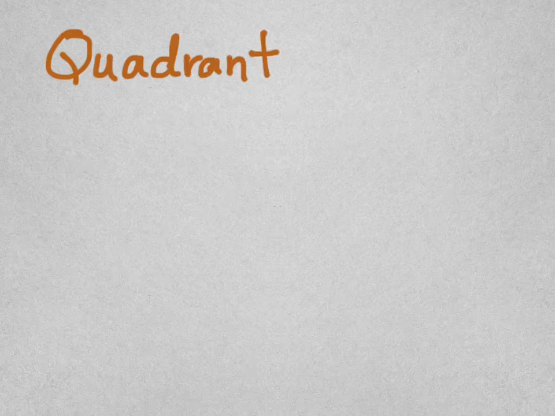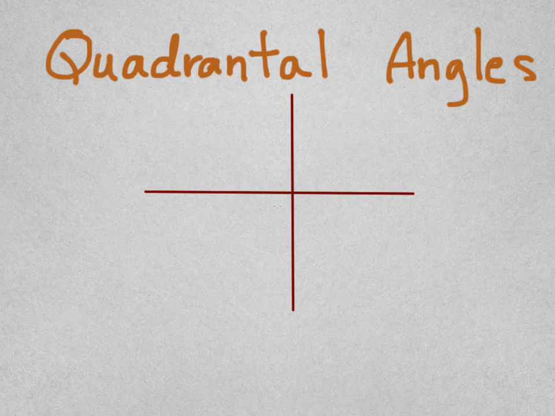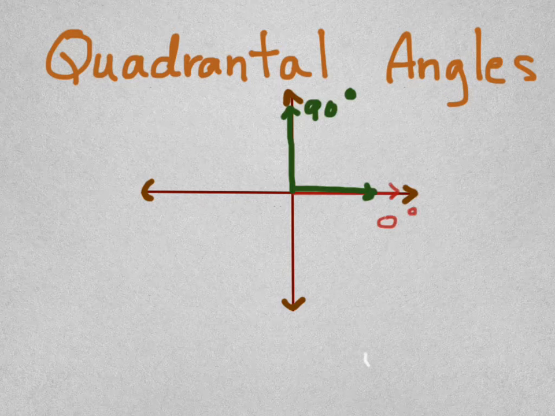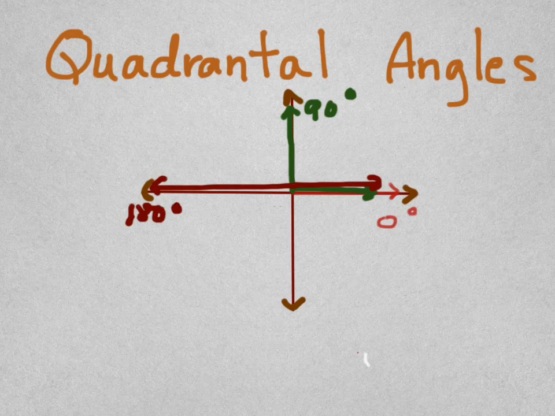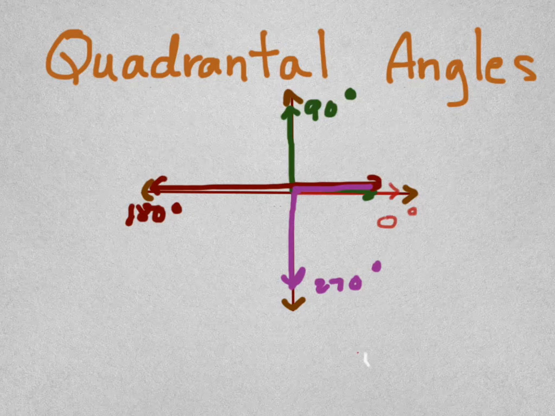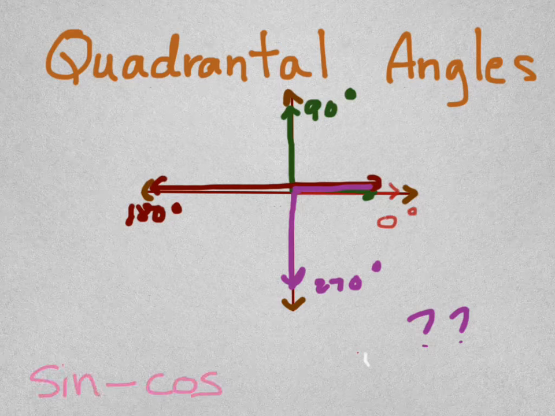Just by way of review, quadrantal angles, I draw my axes. 0 degrees happens on the right side of the x-axis. 90 degrees is the vertical y-axis. 180 degrees is the left side of the x-axis. 270 is the negative side of the y-axis. For now, we are only going to be worried about finding sine, cosine, and tangent of these. We will talk about the reciprocal functions later.